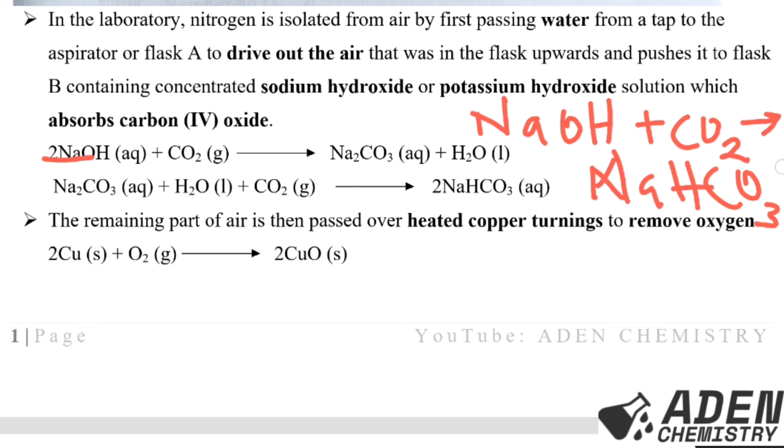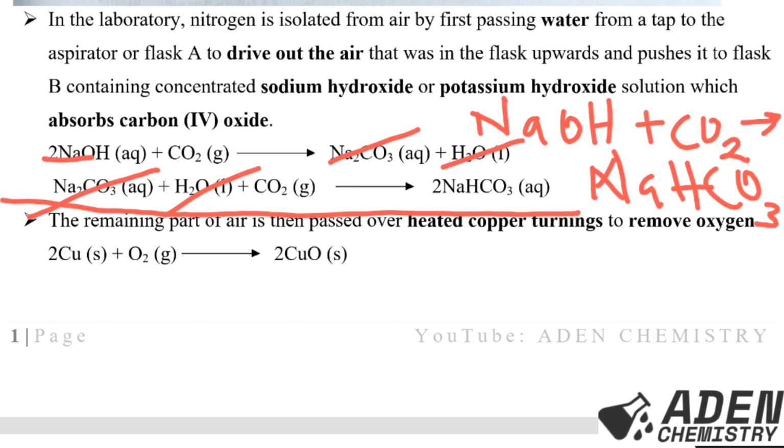The reason why I'm saying this is the overall reaction is that you can add these two equations to get the overall equation. If I add these two equations, check whatever you see on the reactant side. If they appear on the product side, they are supposed to cancel out. So we have sodium carbonate solution. We'll cancel the sodium carbonate solution. We have water here, and water here.